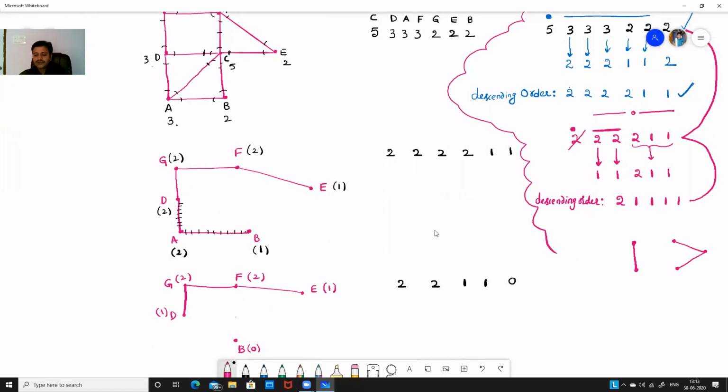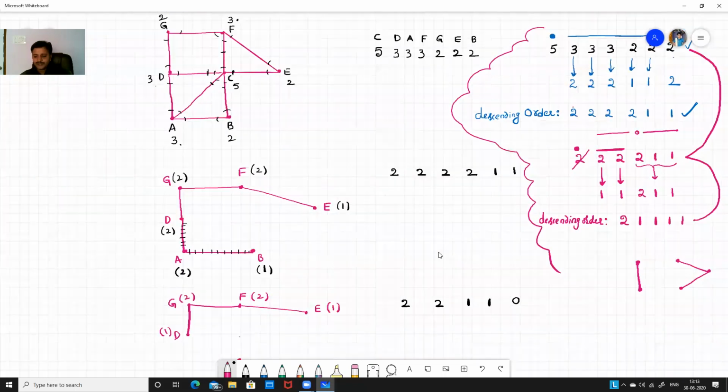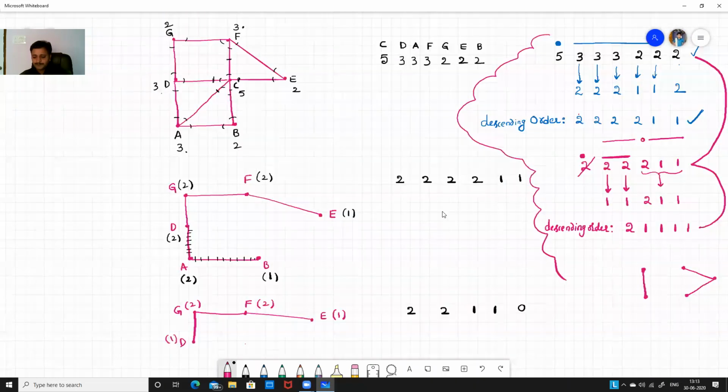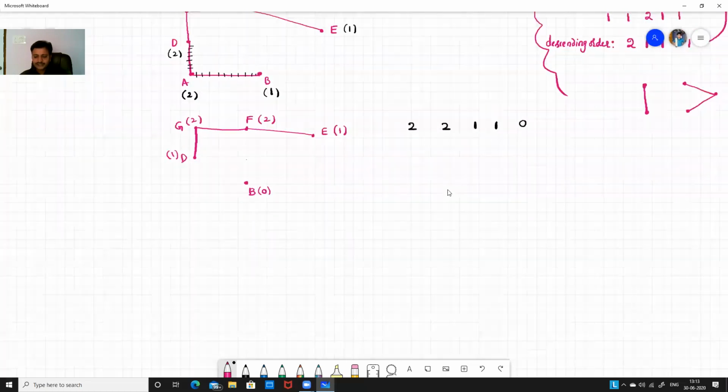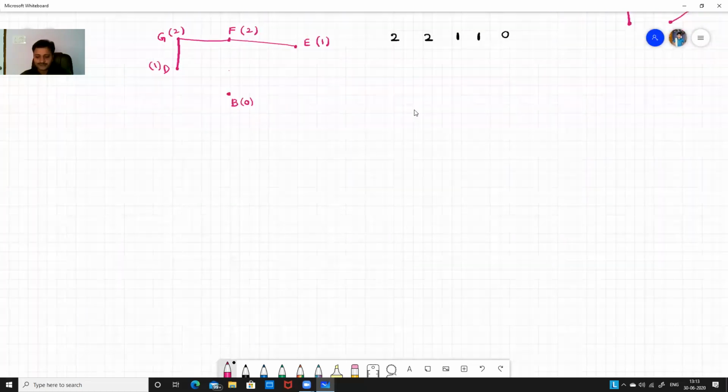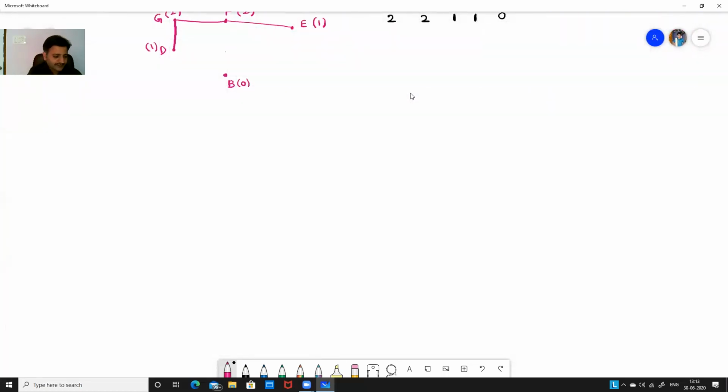Right? This is called the Havel-Hakimi result concept. I hope you understood the Havel-Hakimi result. Let me solve one of the previous GATE paper questions. You can understand how exactly the Havel-Hakimi result is working. This question is asked in one of the GATE papers.